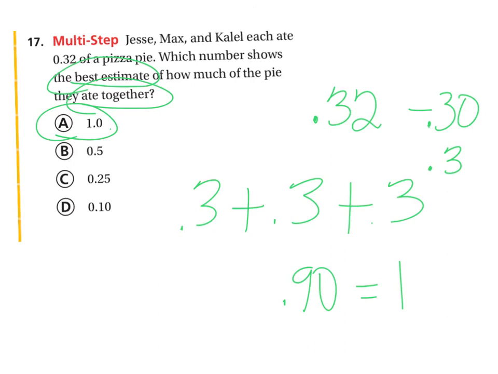If you go through and look, they didn't eat a half. That's 0.5 or 5/10. They did not eat 25 hundredths. Think about that. One person ate more than that, and there's no way it could be D. That's the smallest one.